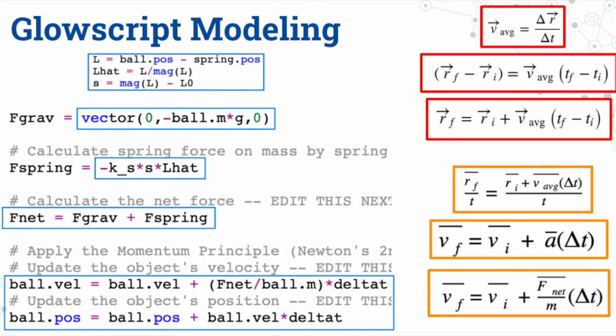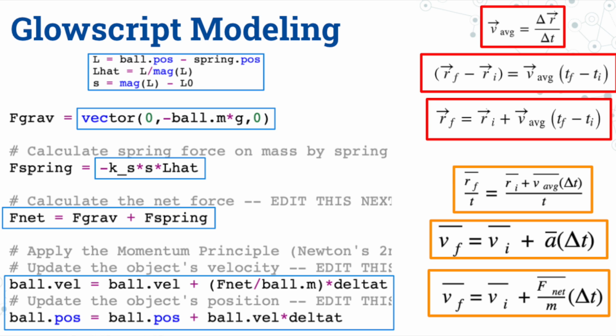Moving forward, I was able to apply these same principles into my GlowScript modeling. The first box shows the calculations of L hat, which is the direction vector for the spring force, and the stretch, which is simply the length of the spring minus the relaxed length. From here, the gravitational force and the spring force are calculated based off of their definitions. Gravitational force is mass times velocity in the negative y direction, and the spring force is negative ks times stretch times the direction vector. The last blue box shows the velocity and position update equations.